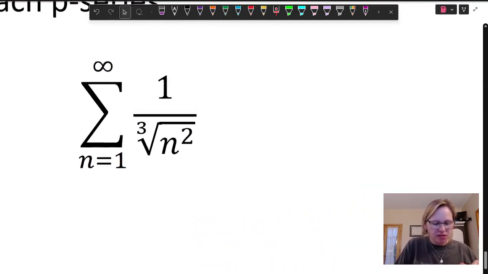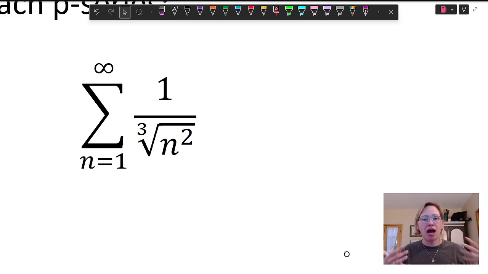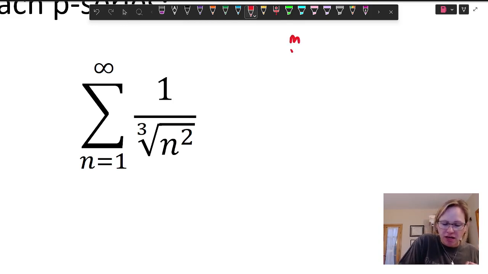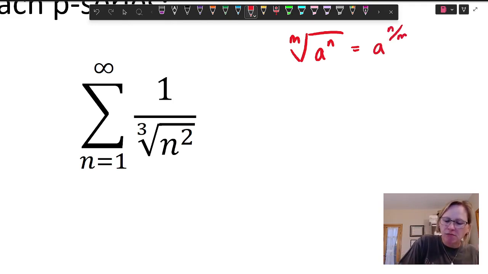So here's my series. Now remember I said when you have a radical, you're going to want to make sure that you rewrite that radical as a power so that you can apply your p-series test. So remember, when you have a radical with index m and then you've got a to the n, remember that the bottom of that rational exponent is your root, the top is the power. So this would be a to the n over m power. So that's how those fraction exponents work.